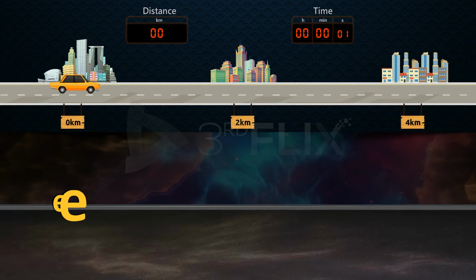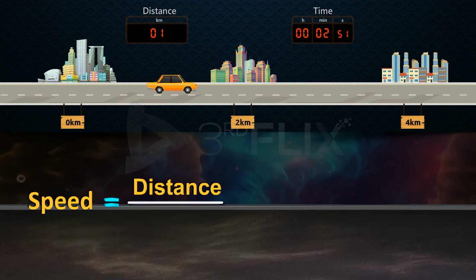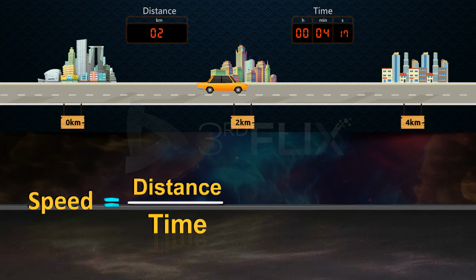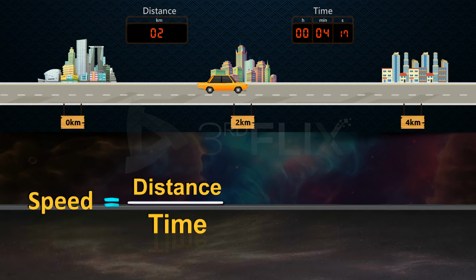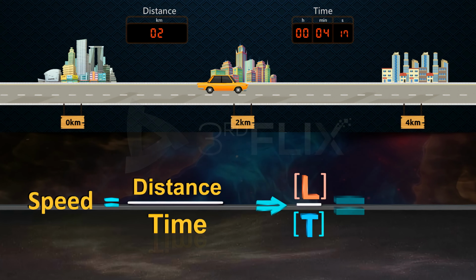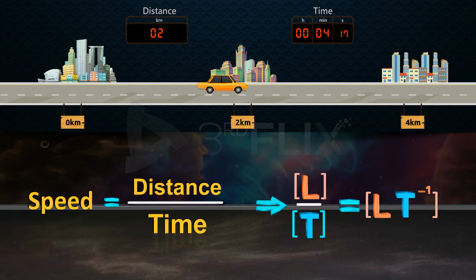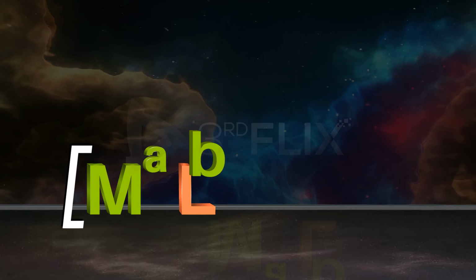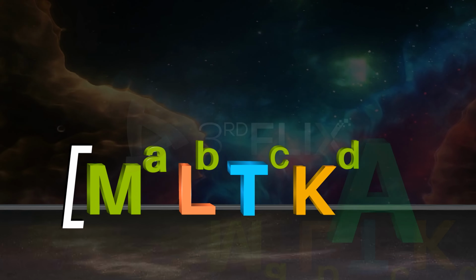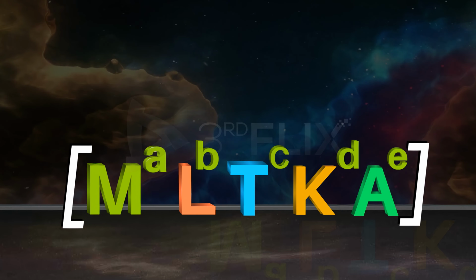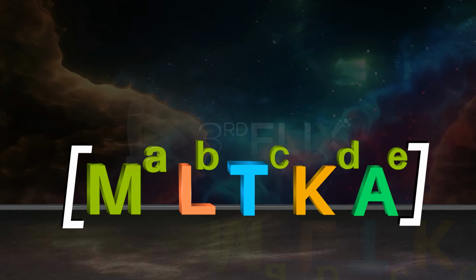Similarly, speed is defined as distance by time. Distance has length as the base dimension. Hence, the dimensional representation of speed is L t power minus 1. The expression, which includes the base quantities and their exponential powers, is known as the dimensional formula of the given physical quantity.